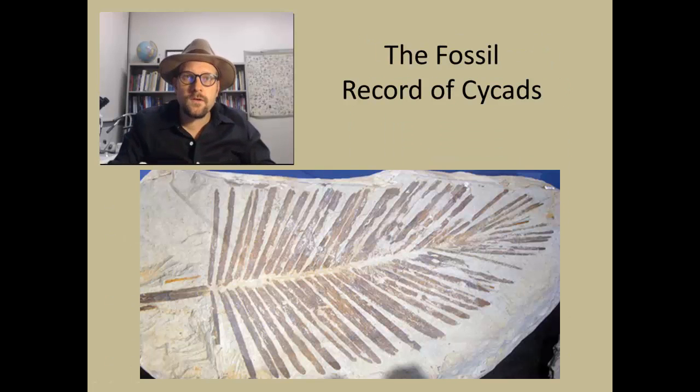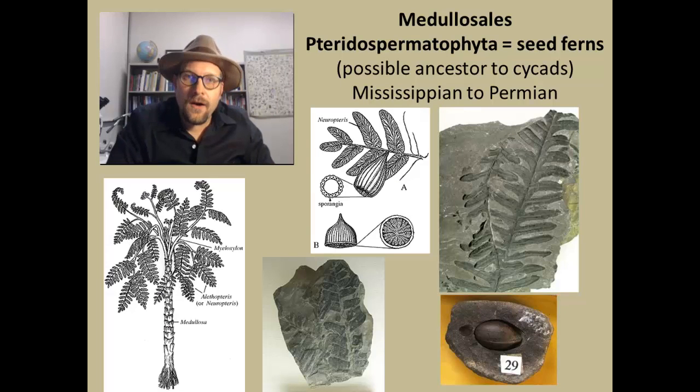All right, so now that I've introduced you to modern cycads, let's take a look at the fossil record of cycads. Now, I've already introduced the Pteridospermatophyta, or the seed ferns, which includes this particular interesting fossil from the Mississippian, the lower Carboniferous, to the Permian. This is Medullosa, which, remember, was a true gymnosperm, and it had cones. And as fossilized, here is an example of a seed.